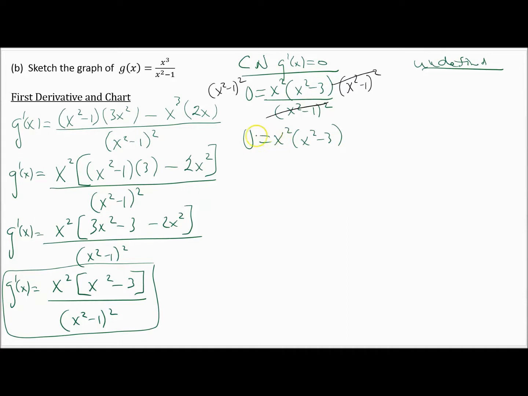And when I solve this equation, I get 2 solutions right here. It's x equals 0 twice. When I solve x squared minus 3 equals 0, I get x equal to plus or minus the square root of 3. You're okay with that, right?